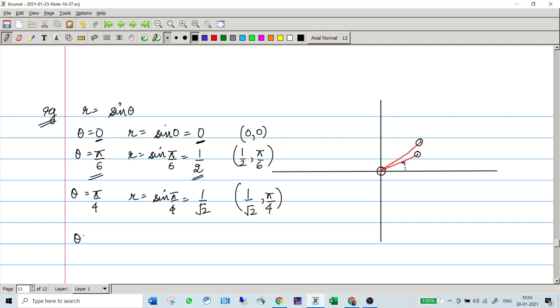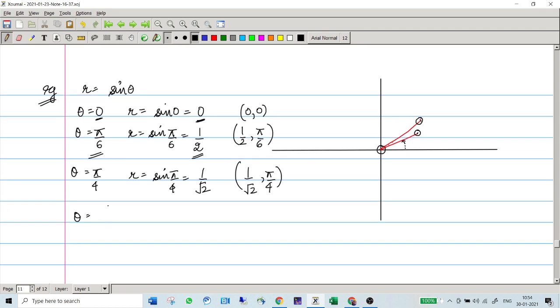Next up, let us just consider a few more examples so that we can generalize them later. r is equal to sine pi by 3, which happens to be root 3 by 2. So our polar coordinate point becomes (root 3 by 2, pi by 3). So again, pi by 3 from the positive direction of the x-axis, and you're traveling root 3 by 2 units, so you'll get a point right here. So this is the point which we will mark.